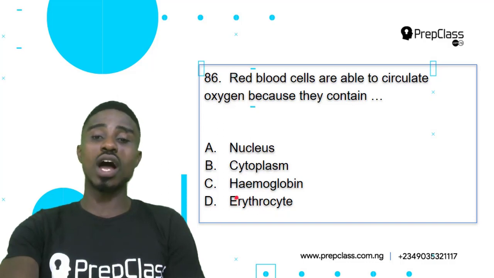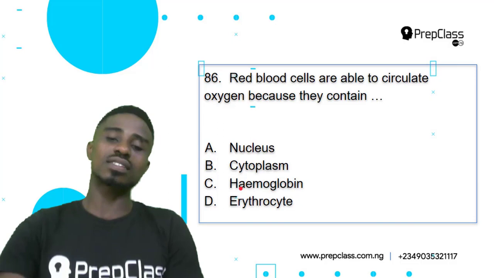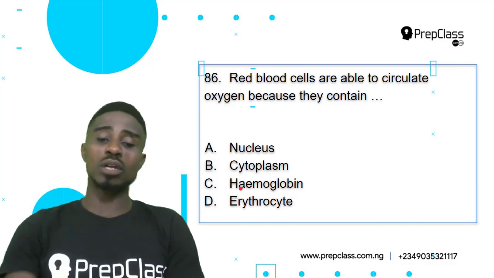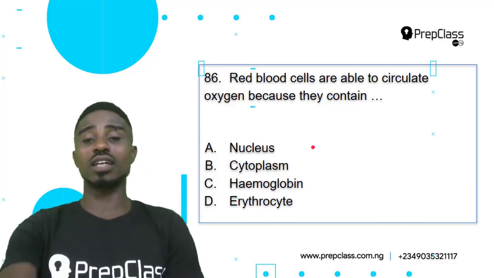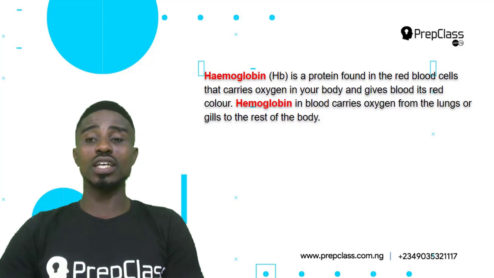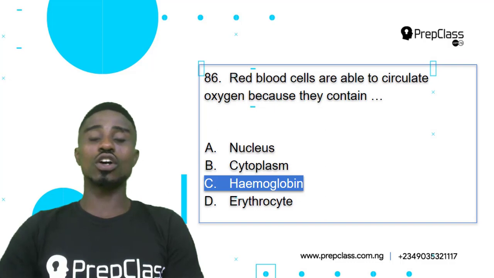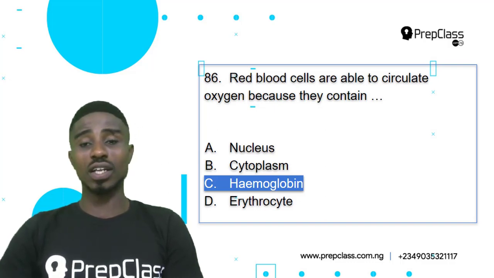Erythrocytes is also another name for red blood cell. So our correct answer is hemoglobin. Let's look at this explanation for more conviction and understanding. Hemoglobin is a protein found in the red blood cells that carries oxygen in your body and gives blood its red color. Hemoglobin in blood carries oxygen from the lungs or the gills to the rest of the body. So question 86, option C, hemoglobin, is our correct answer.